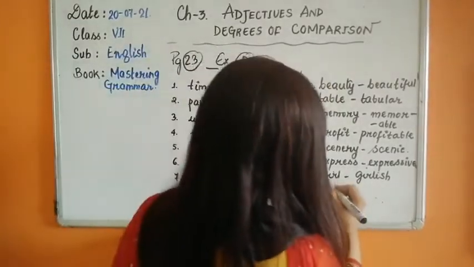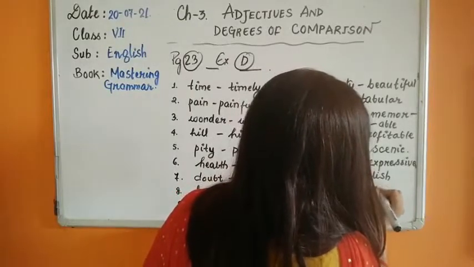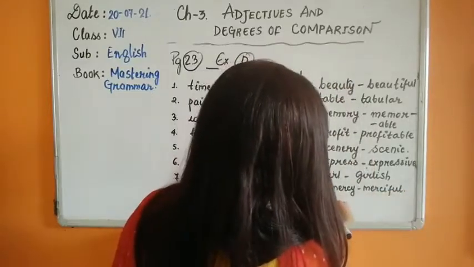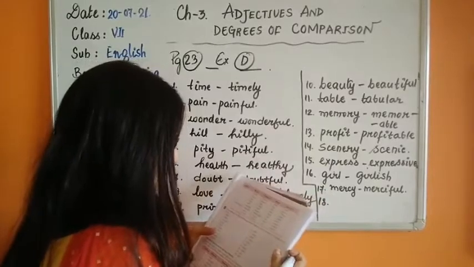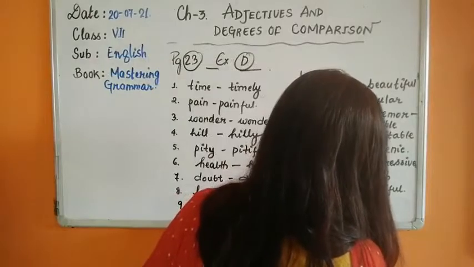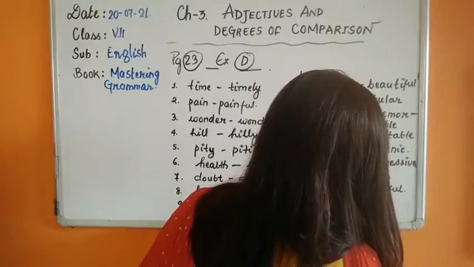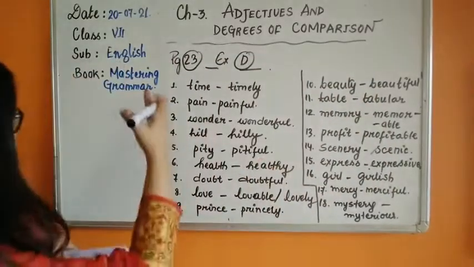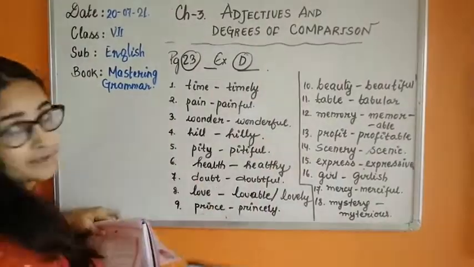Mercy. Merciful. Or merciless, whatever you want to add. Merciful. Then you have mystery. Mystery is mysterious. Mysterious. I hope children you are done with this side, 1 to 9. You have finished it because I will be rubbing it.